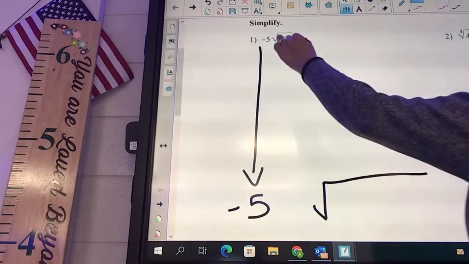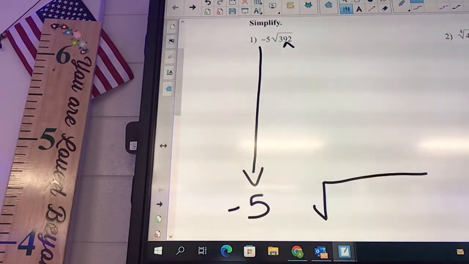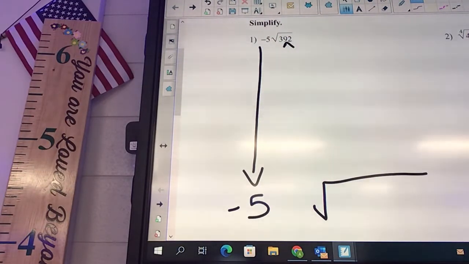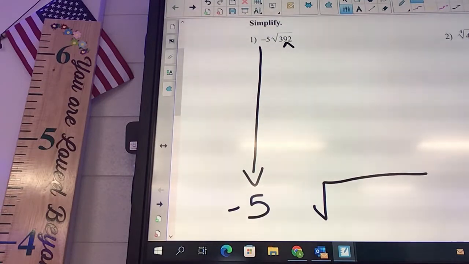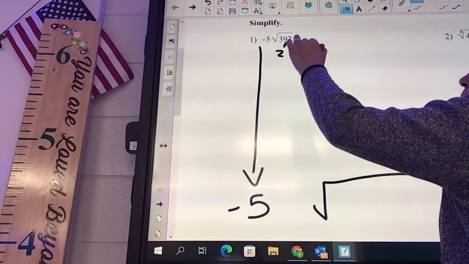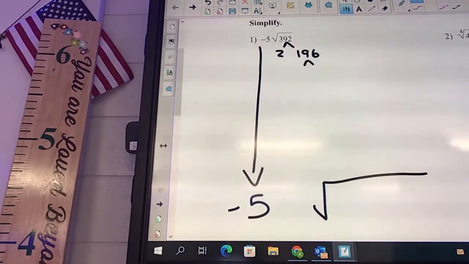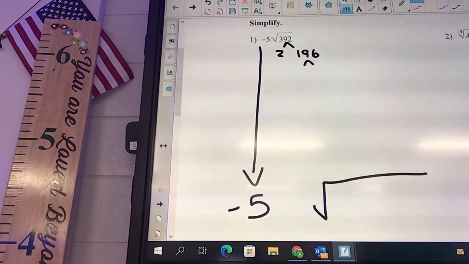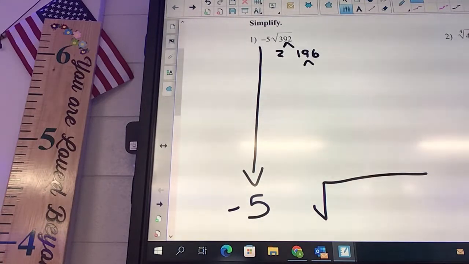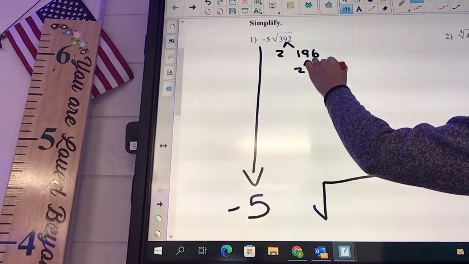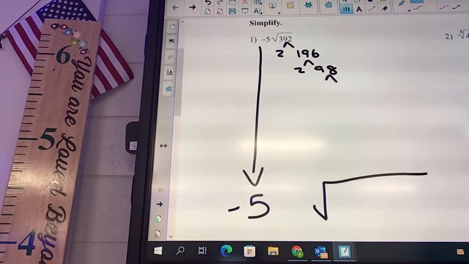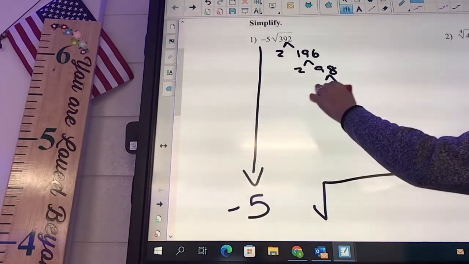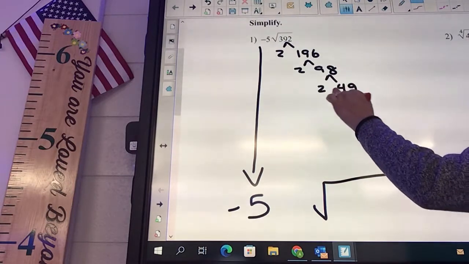So 392, what are some factors of 392? 2 and 196. On your calculators, whenever you get the 196, you don't have to hit clear. You just say divide by 2 and it equals. Divide by 2 again, it equals 98. 2 and 49. And then the 49 is going to be 7 and 7.